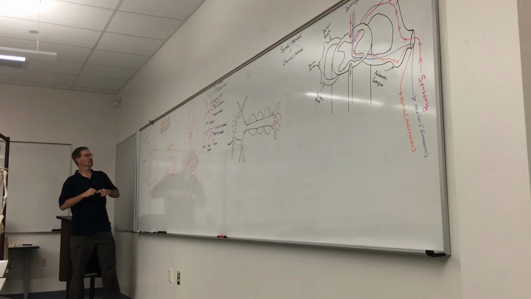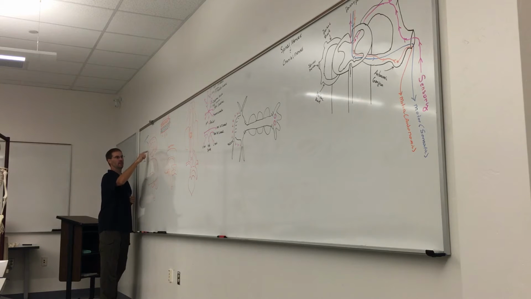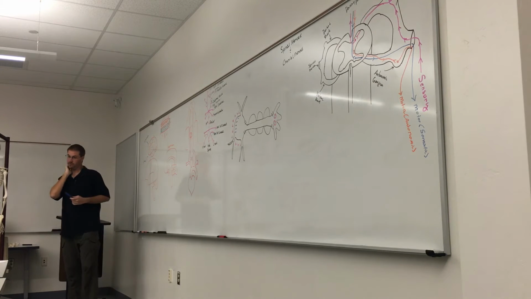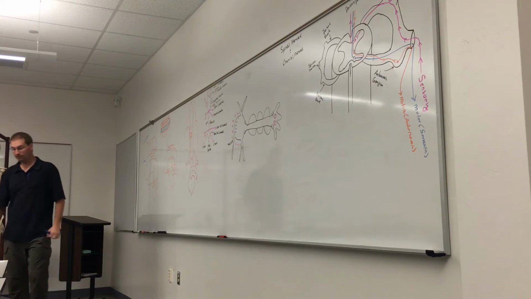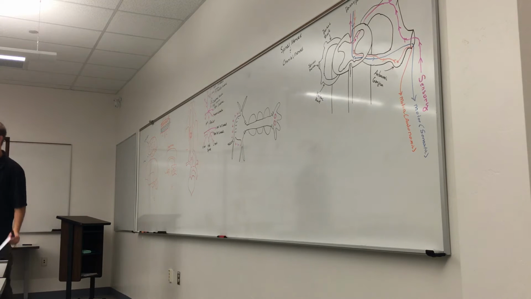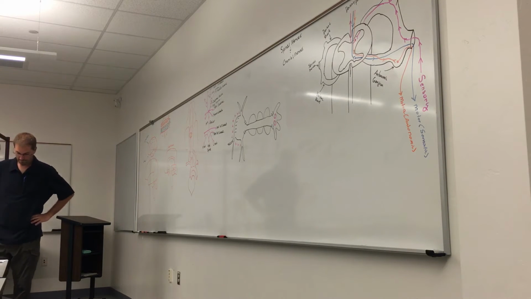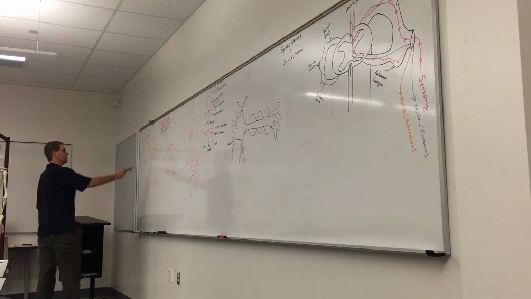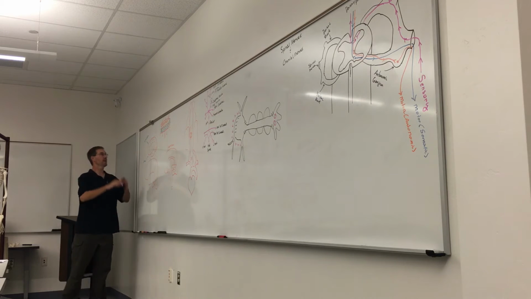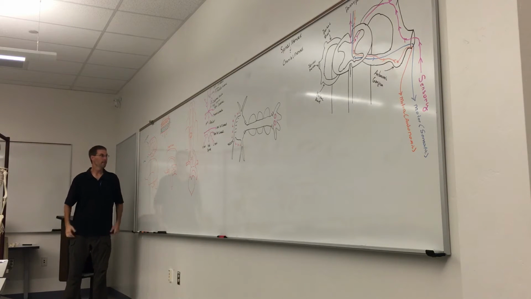And then I have a line here. What is this line that separates the hemispheres? It is a fissure. The longitudinal fissure. According to the book, yes. You're right. This is the longitudinal fissure that separates the right and left hemisphere.